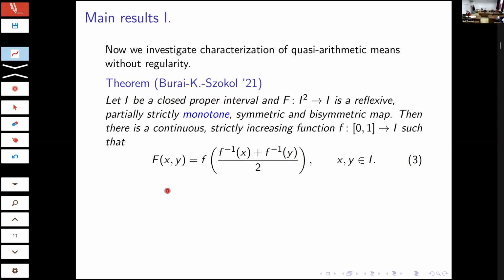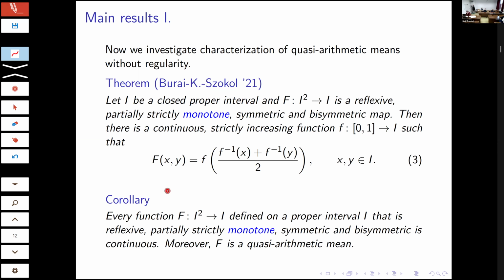So it's not needed closeness here, but I assume that because it's easier. Okay, so you take a closed proper interval. We take a function from I squared to I, which is reflexive, partially strictly monotone, symmetric, and bisymmetric. So we don't have continuity. Then there exists a continuous strictly increasing function from 0, 1 to I, so that this formula is true. So it is a quasi-arithmetic mean.